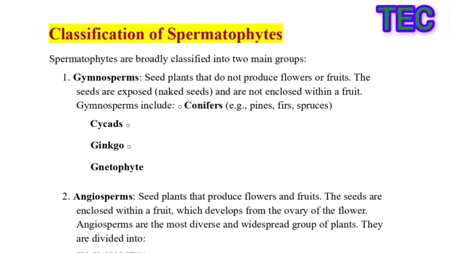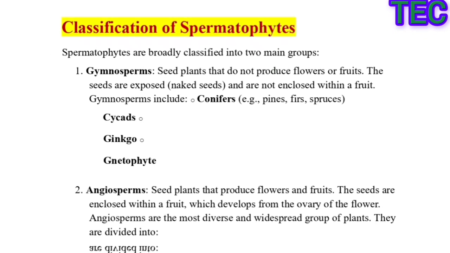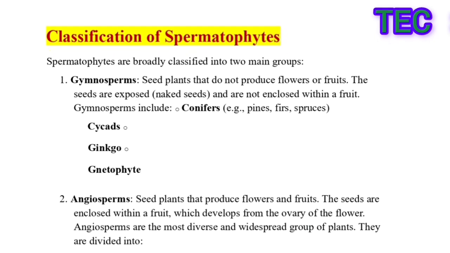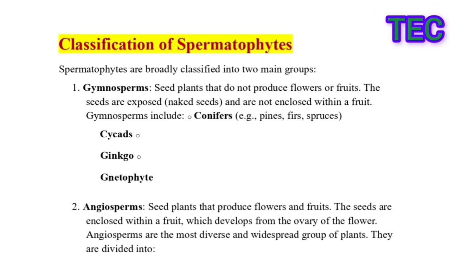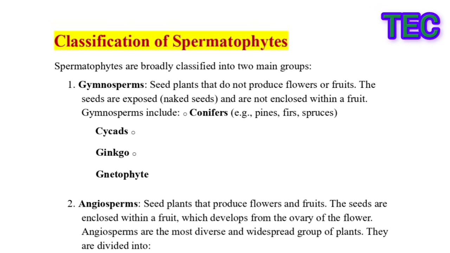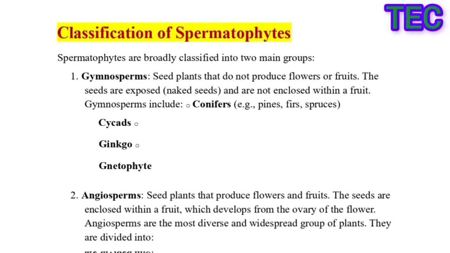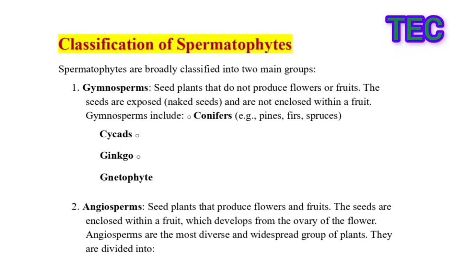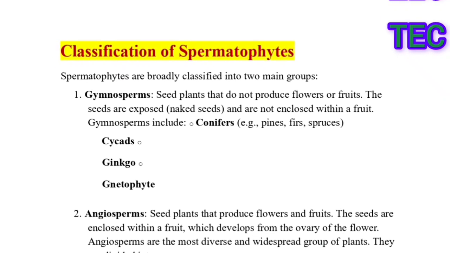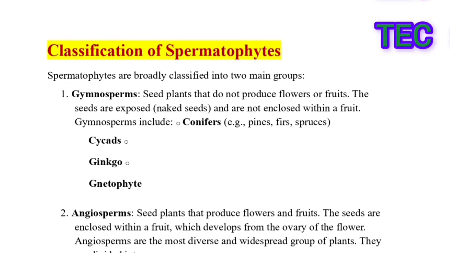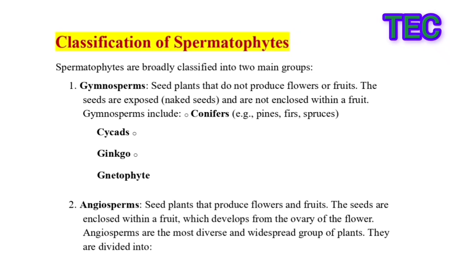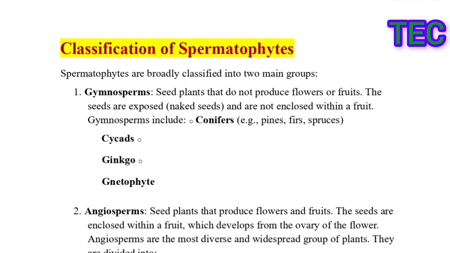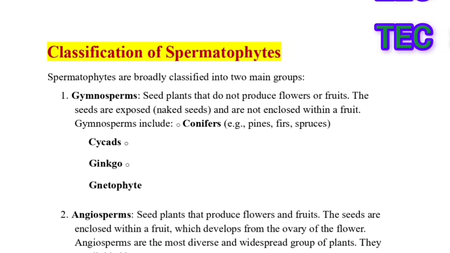Now, angiosperms: seed plants that produce flowers and fruits. We talked about this in primary school. This is what you call flowering plants. The angiosperms, the flowering plants, are seed plants that produce flowers and fruits, because they have an ovary that contains ovules. Ovules develop into seed, and the ovary develops into fruit. The seeds are enclosed within a fruit, which develops from the ovary of the flower. Angiosperms are the most diverse and widespread group of plants.